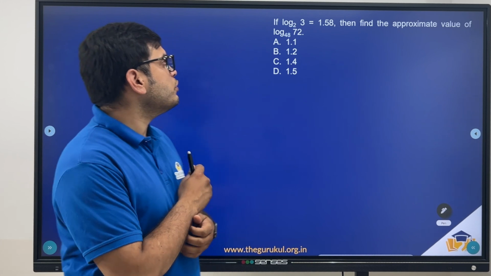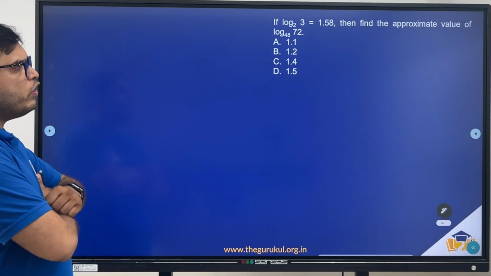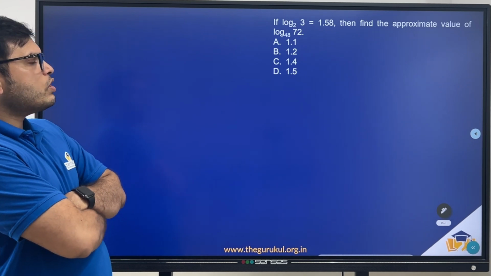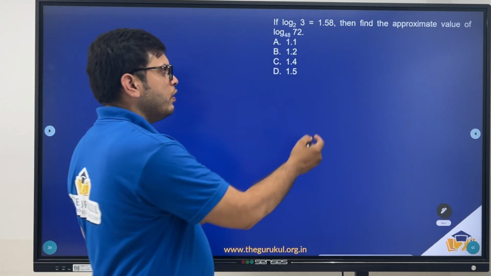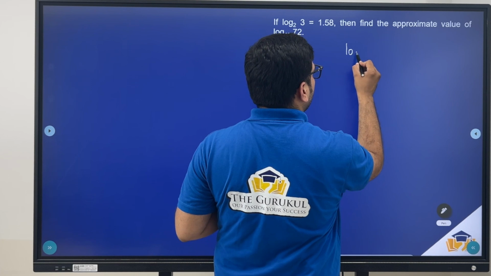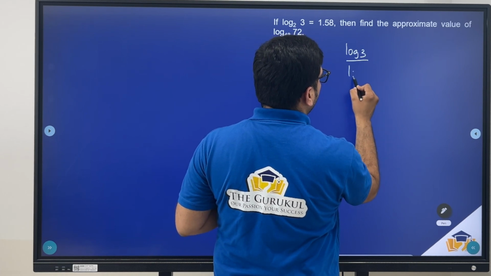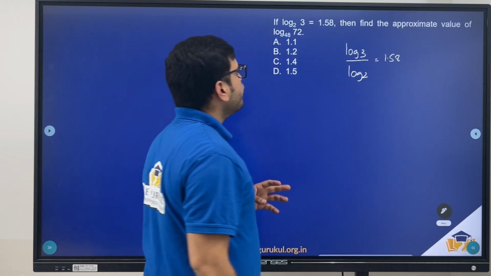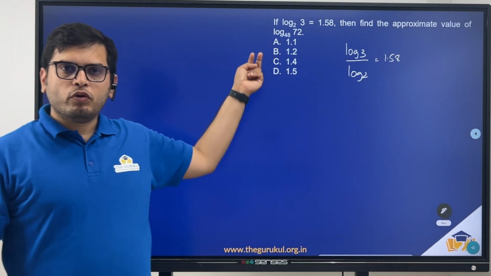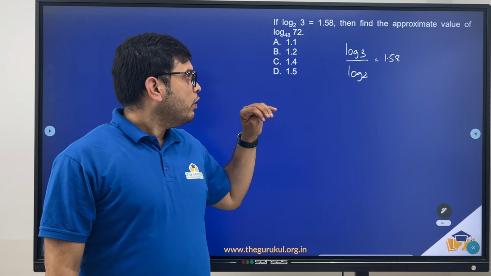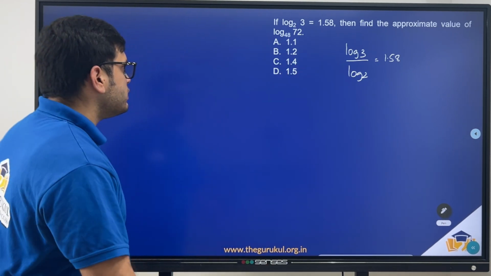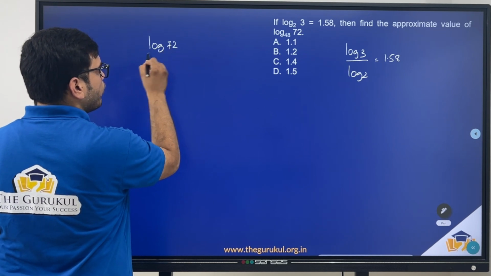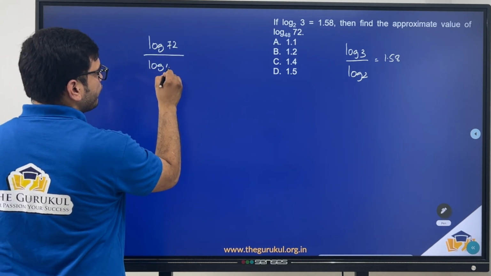Now coming to the third question, log 3 base 2 is given to be 1.58, then find the approximate value of log 72 base 48. Now log 3 base 2 is nothing but log 3 by log 2 is equal to 1.58. Now our job is to write log 72 to base 48 in the form of log 3 and log 2. Now let's see. So I'll first write that as log 72 by log 48.